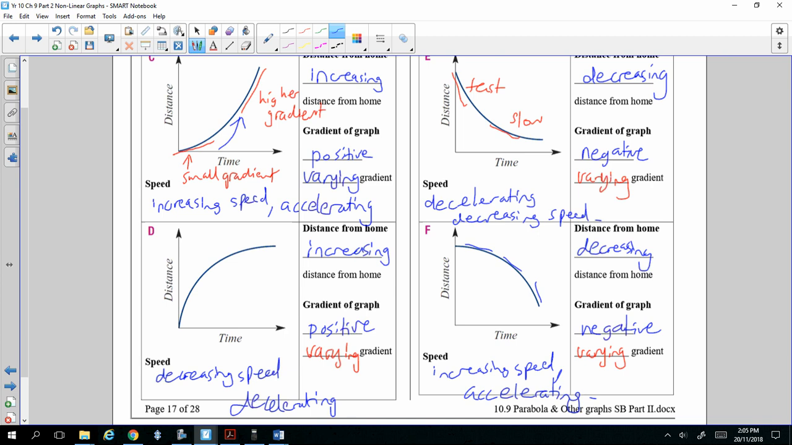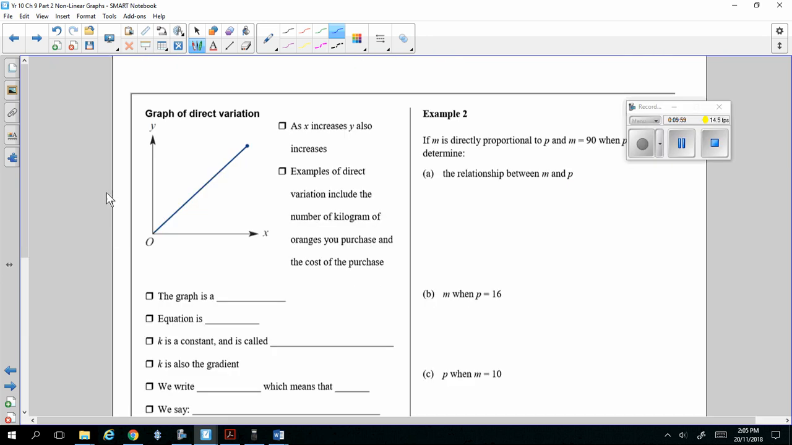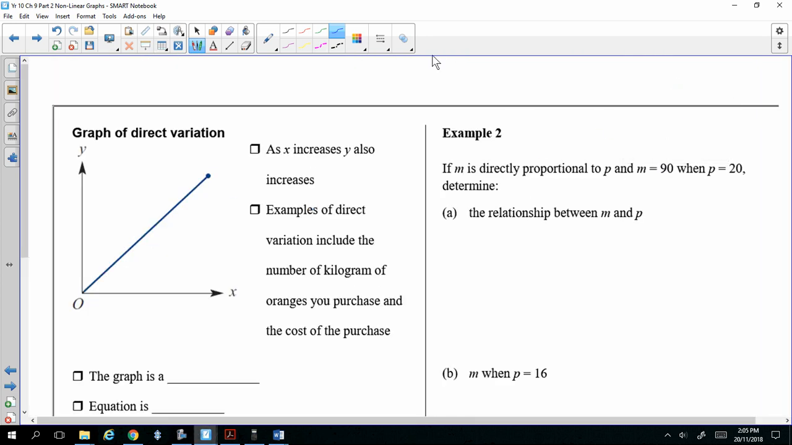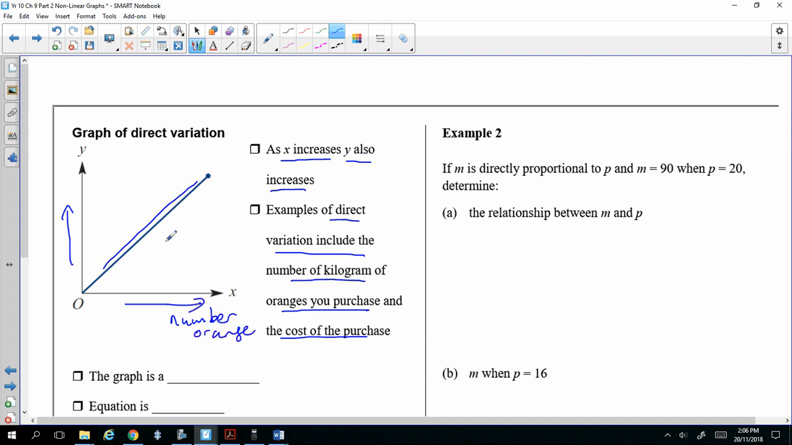Then we have to look at graph of direct variation. So how does it work? So if you see a straight line graph that look like this, we say as x increases, y also increases. Examples of direct variation include number of kilograms of oranges you purchase and the cost of purchase. So the more orange you purchase, the higher the cost, right? So you can say this is the number of orange and the cost, right?